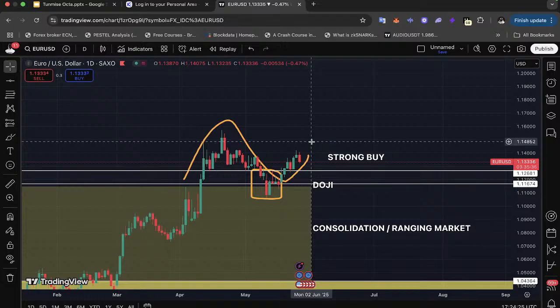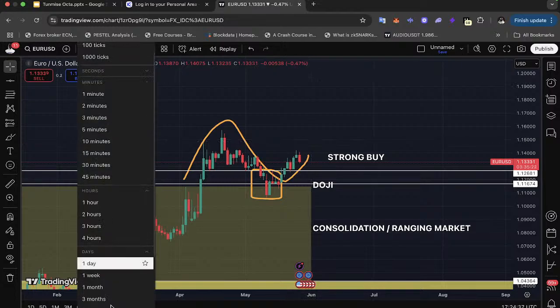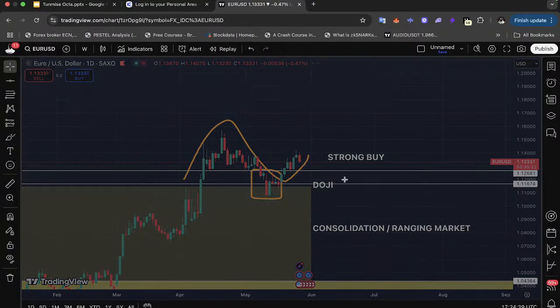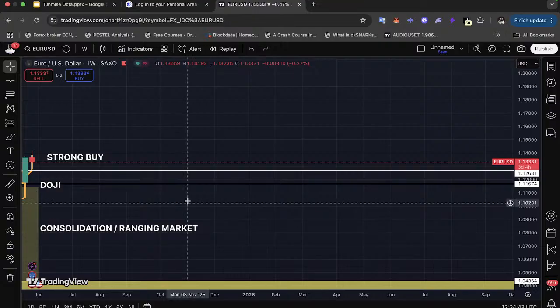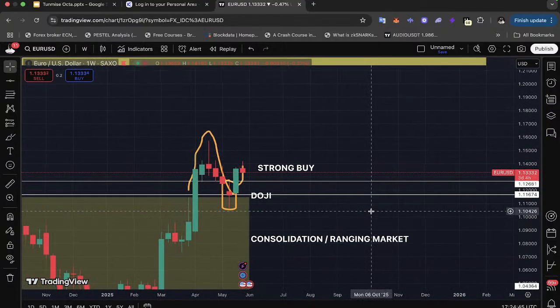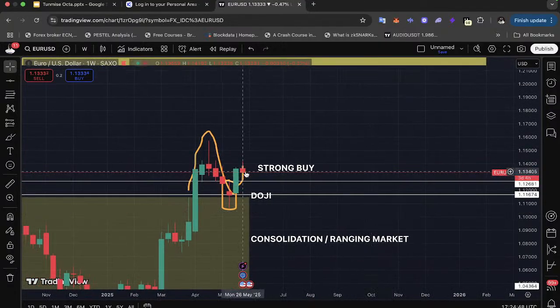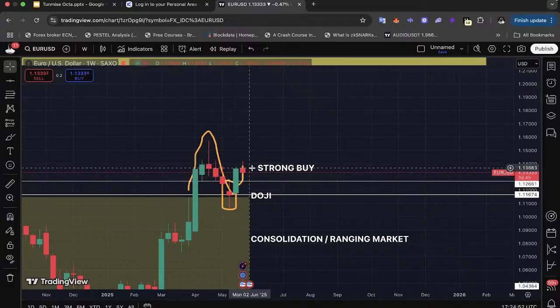Someone said, good question. Do I buy immediately or wait for price to reach the doji level? Let's go back to the weekly time frame. You don't need to wait for price to reach the doji level. You can decide to buy at this level. You can decide to buy below the current candlestick. You can decide to buy above the current candlestick.